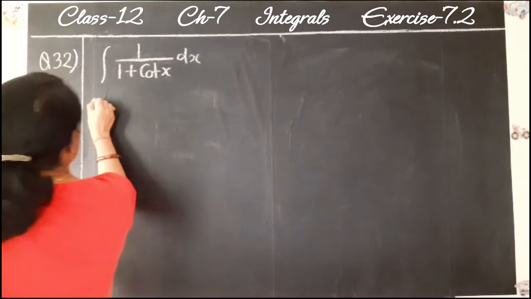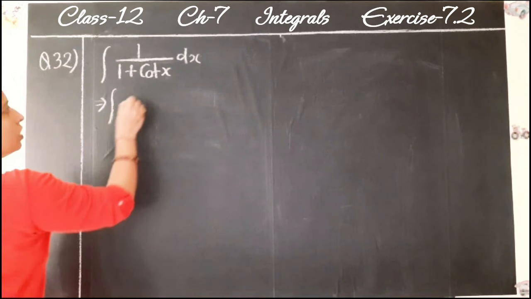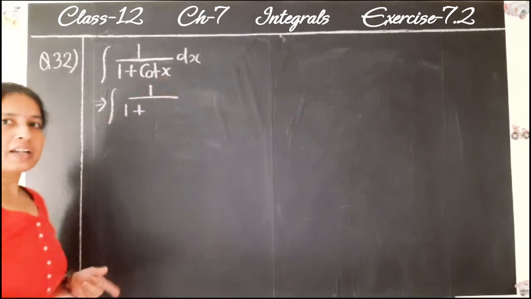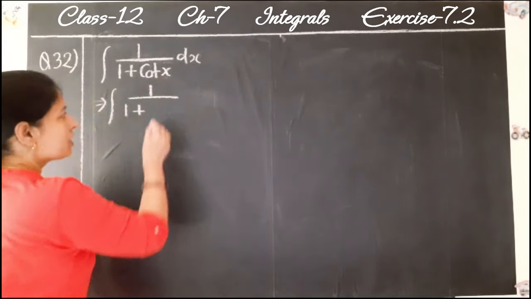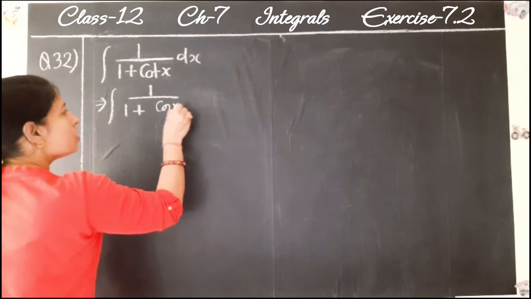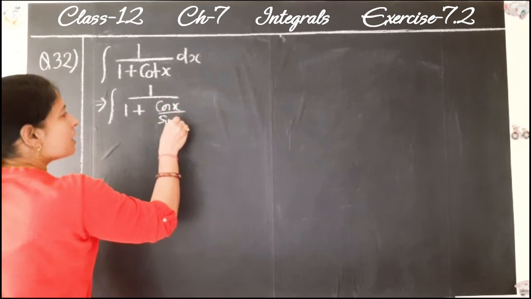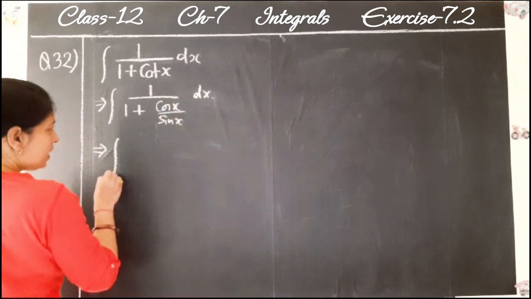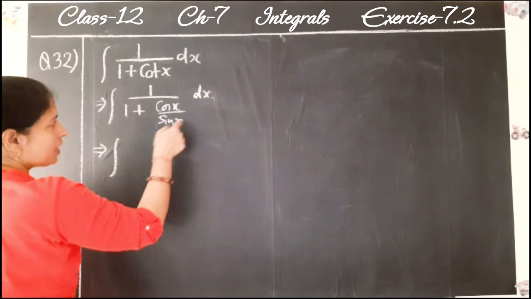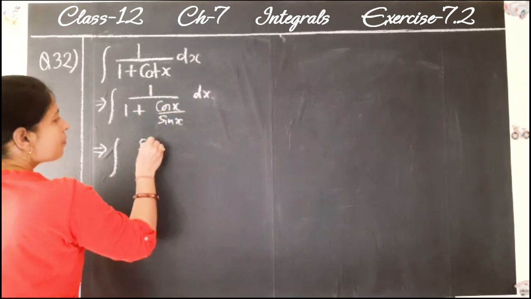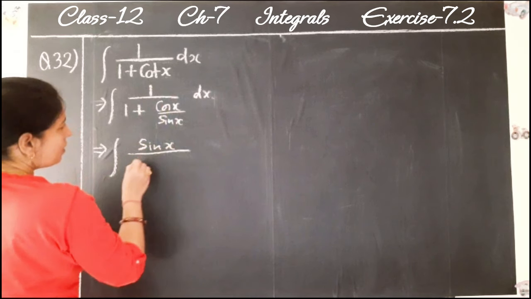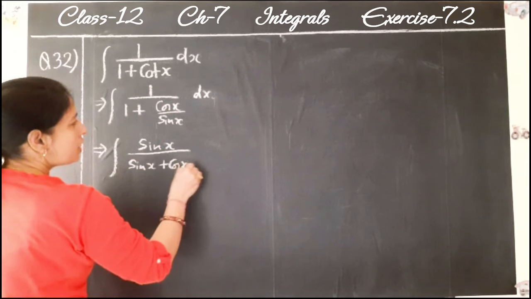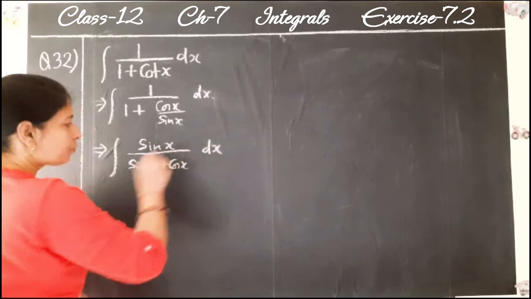Okay. So for this write here 1 divided by 1 plus, in place of cot x we can write cos x by sin x. So write here cos x by sin x and write this dx as it is. Then our integral becomes sin x divided by sin x plus cos x dx.